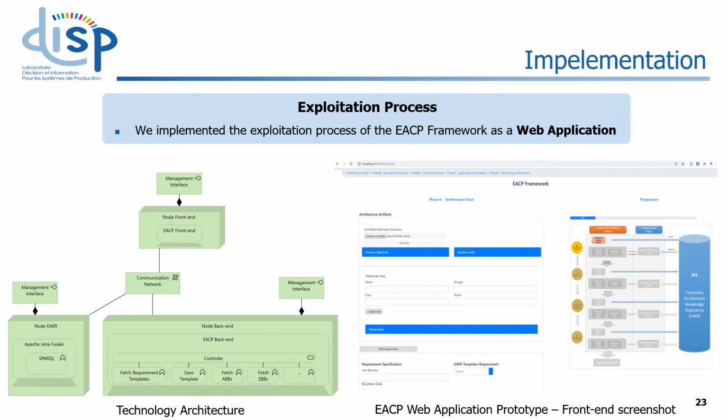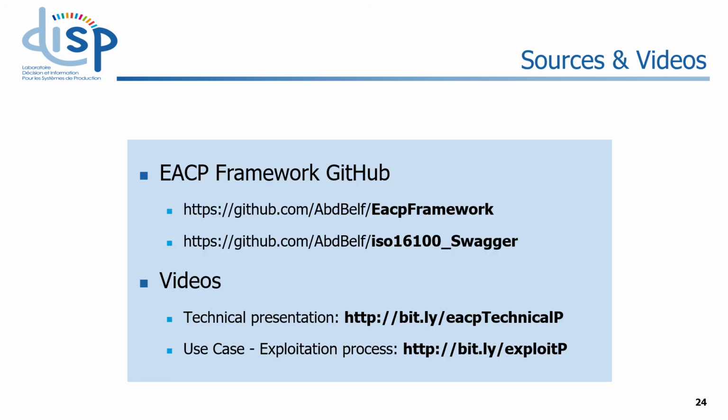So we have proposed an implementation of the exploitation process of this EACP framework as a web application. On the right side of this screen, there is a screenshot of the different inputs needed, for example in phase A, that will be refined in different phases to identify the different artifacts that may be reused and generate the targeted business application. You can find this implementation work in these GitHub repositories, and I have also prepared some videos, which are a technical presentation and a use case for the exploitation process, that you can attend at these URLs.